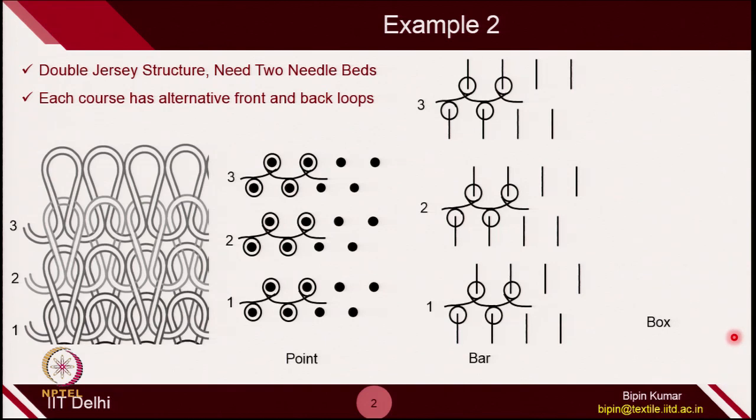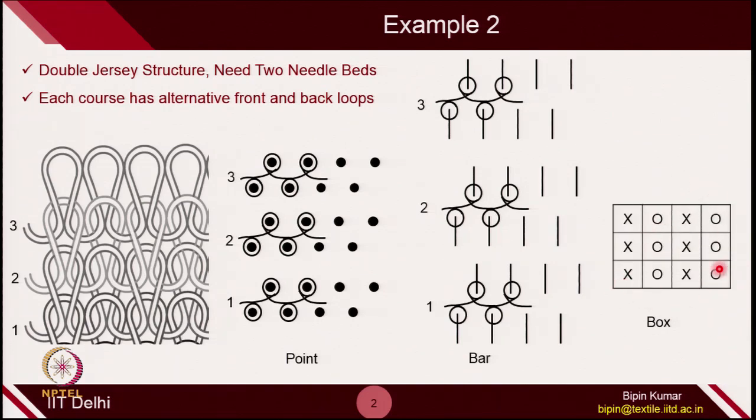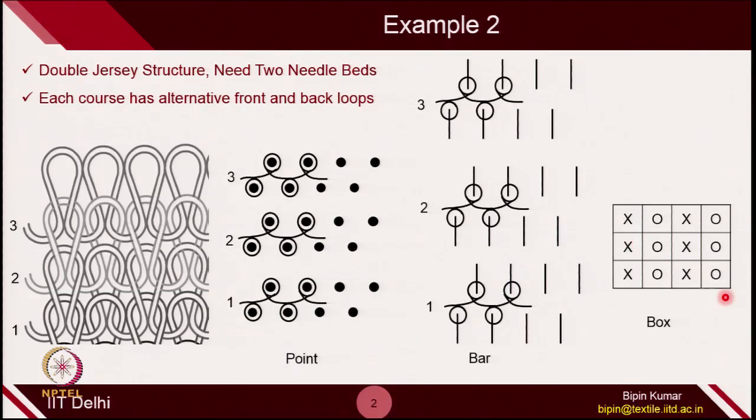In box diagram it will be even simpler because we have already seen this. So, cross 0 cross 0. So, naturally if you see the utility of point and bar diagrams, they are much more informative, because it is giving you the gating information, how the needles are arranged, which bed is operating under which conditions, whether it is operating only in first course or second course. Otherwise in box diagram all those informations are missing. So, these two diagrams, point diagram and bar diagram, are the most popular ones from design point of view.